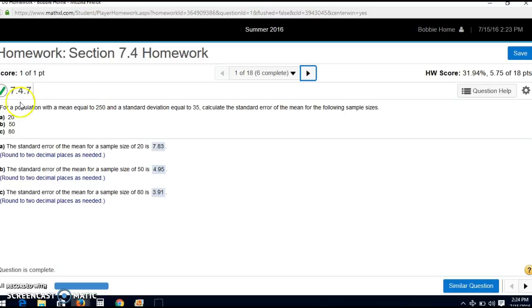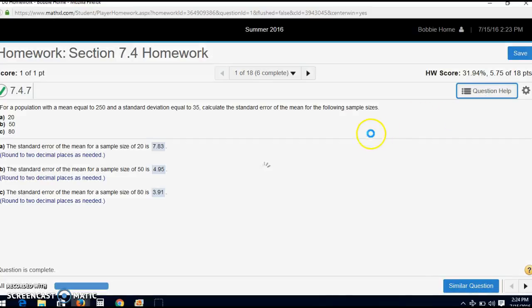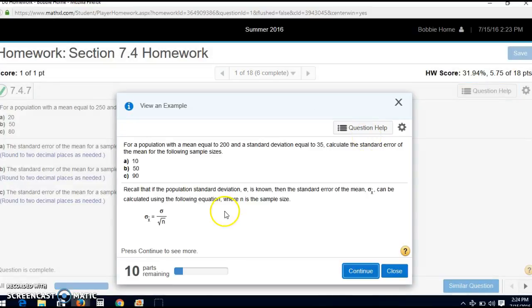We have a population with a mean. So the population mean is 250 and the population standard deviation is 35. Calculate the standard error of the mean for the following sample sizes. So we want the standard error of the mean. When you view your example, and when you take your exam, I will have the formulas that you will need for the exam available for you to use to print and bring with you.